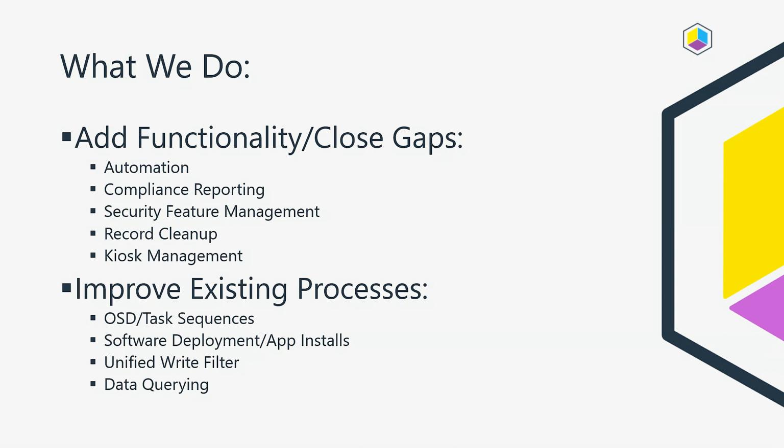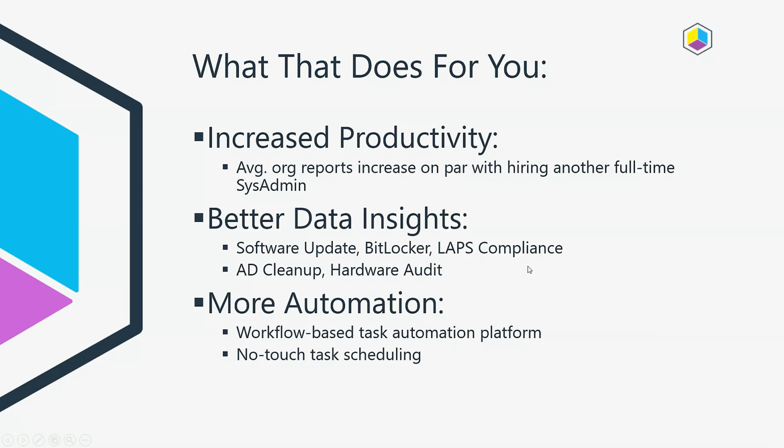We also make features to improve existing processes in the console, whether that's simplifying steps or bringing things to one location. Whatever we can do to make it simpler and make you more accurate at existing processes, we'll do that as well. And you'll see tools for things like operating system deployment, task sequences, software deployment, application installs, the unified write filter, and especially data querying. Our customers tell us that brings three main benefits, right? Increased productivity, better data insights, and obviously more automation.